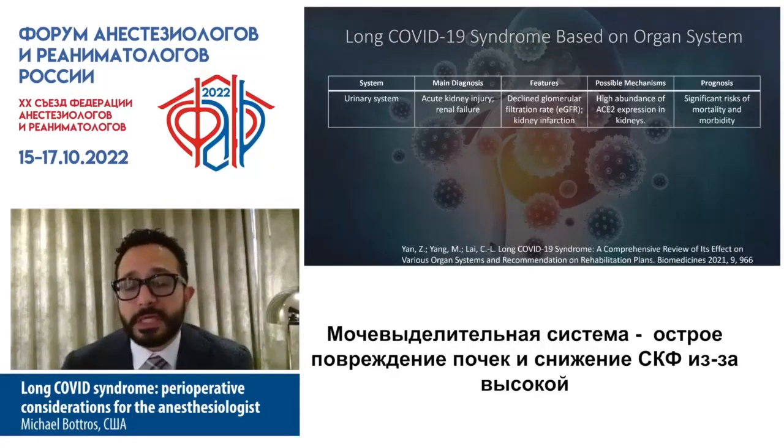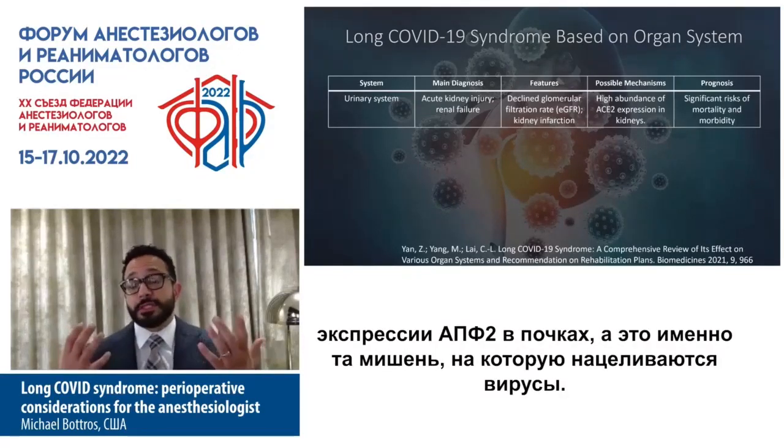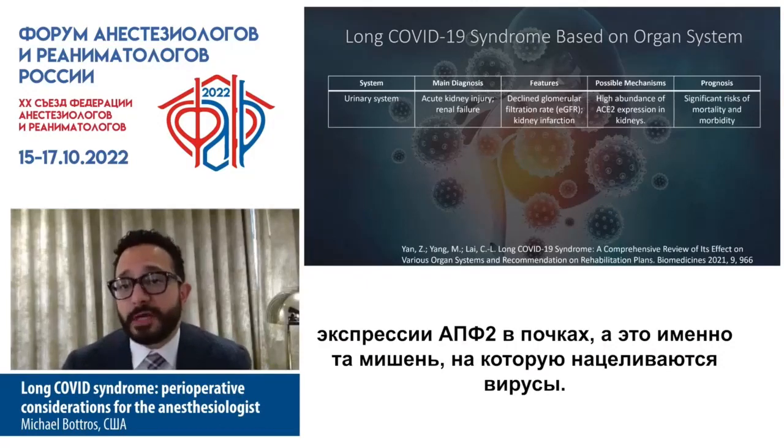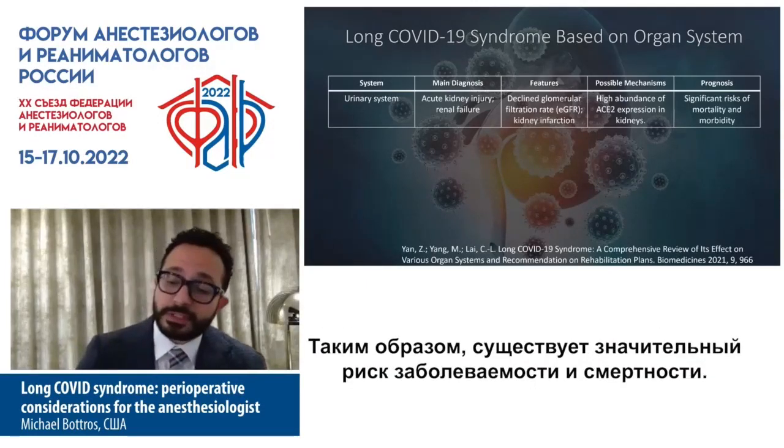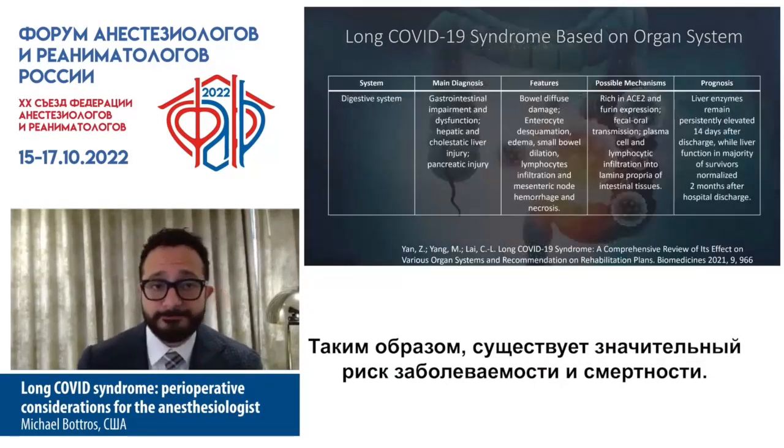The urinary system has shown acute kidney injury and a declined GFR because of the high abundance of ACE2 expression in kidneys, because of where these viruses target. So there's a significant risk of morbidity and mortality.